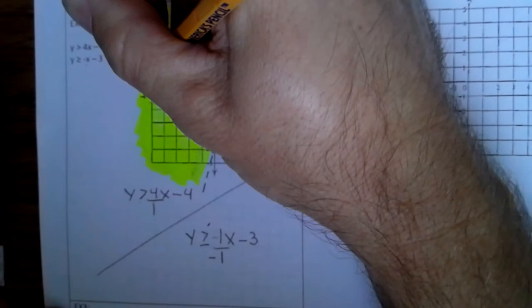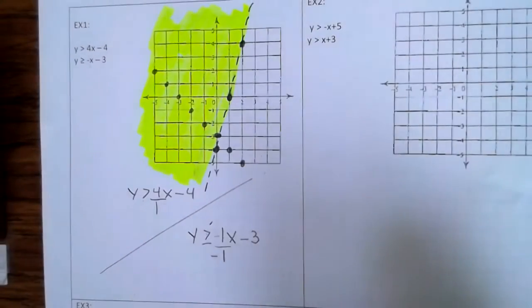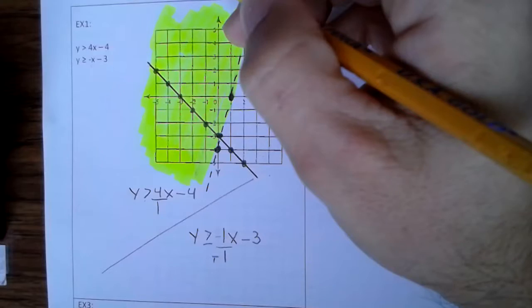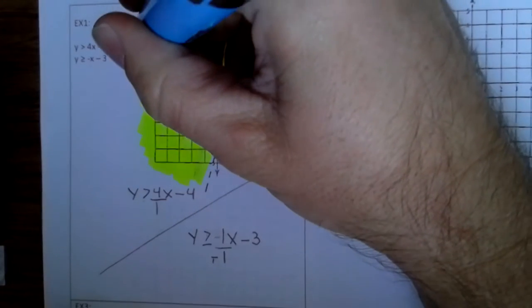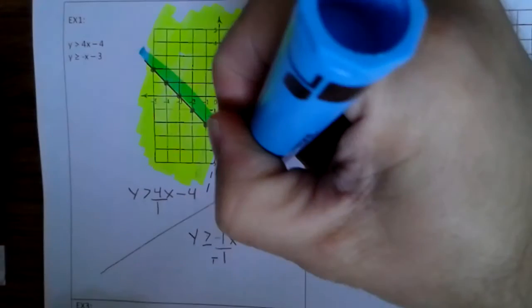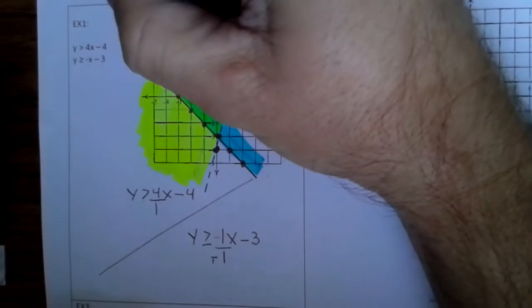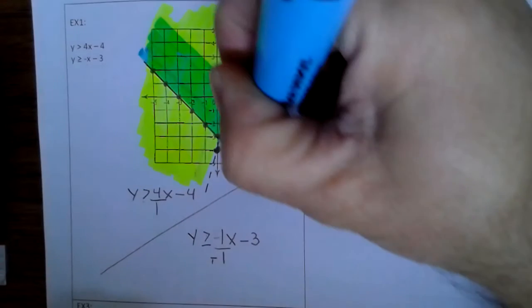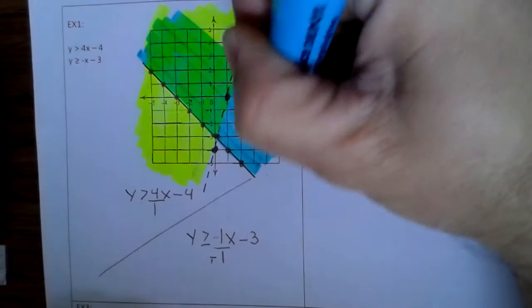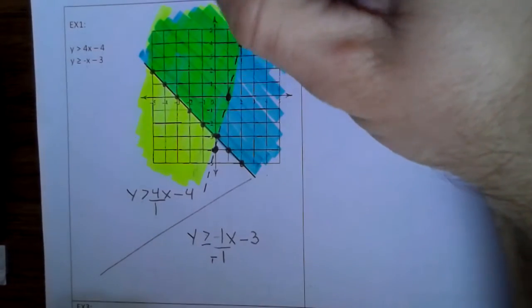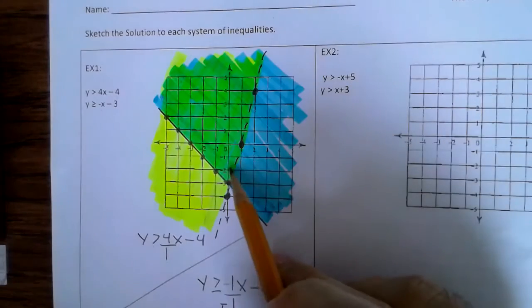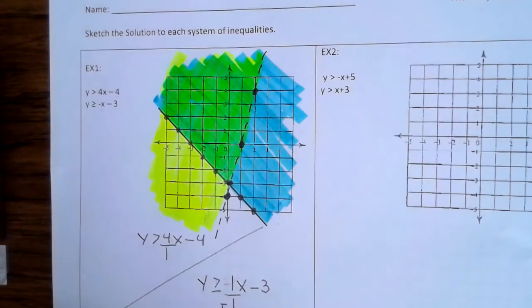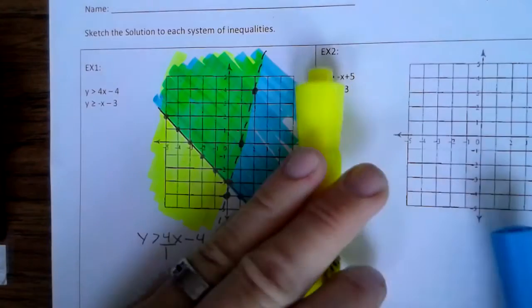Now, there's a line underneath, so it's a solid line. And then, again, it's greater than, so we shade above. Now, watch when I use a different color highlighter, notice that there's a color change. So you can see the green region is the overlapping region, and it's the solution. This is why I suggest doing this assignment with a yellow and a blue highlighter.